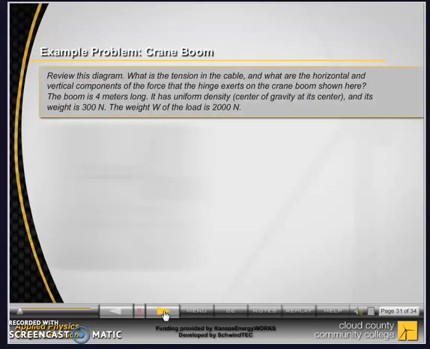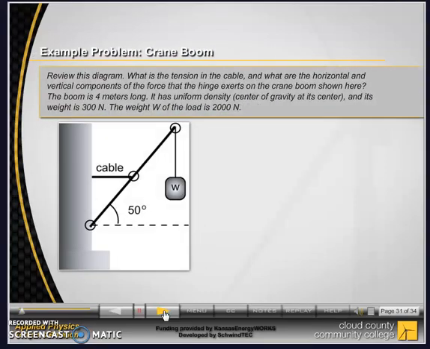Review this diagram. What is the tension in the cable and what are the horizontal and vertical components of the force that the hinge exerts on the crane boom shown here? The boom is 4 meters long. It has uniform density and its weight is 300 newtons. The weight, W, of the load is 2,000 newtons.